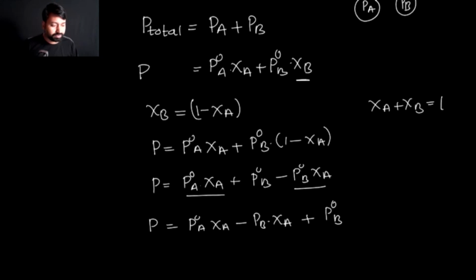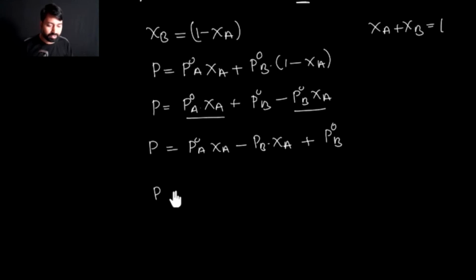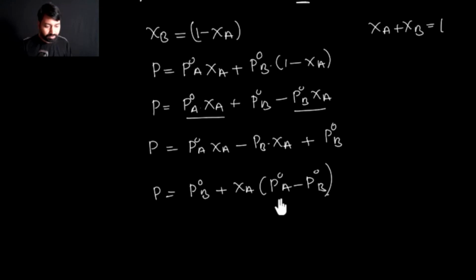Now one more step you can take to simplify this. You will get P total equals P naught B plus, in brackets, xi A is a common term, so we write P naught A minus P naught B, into xi A. This is the equation we get here.